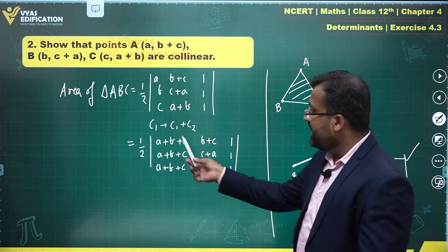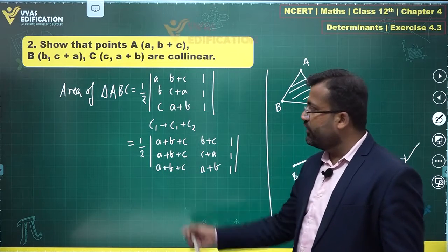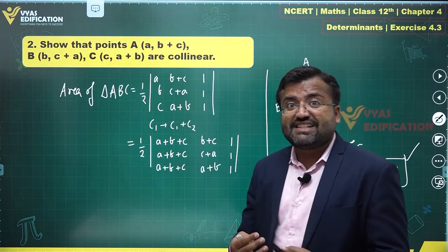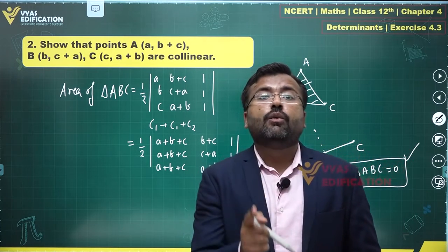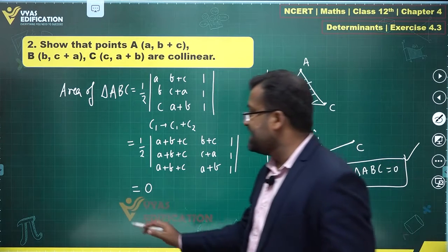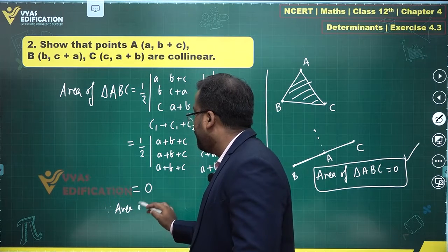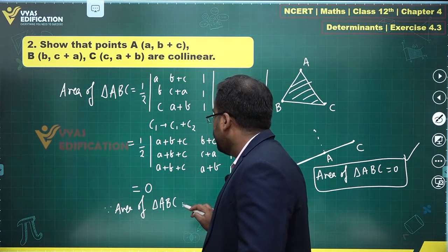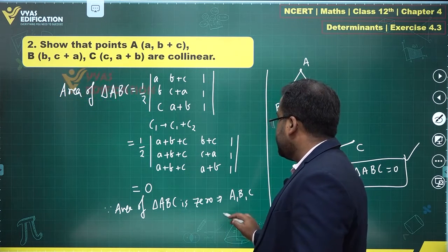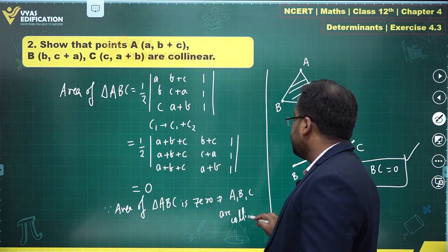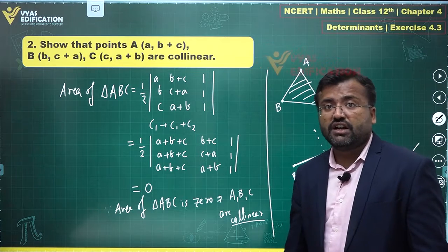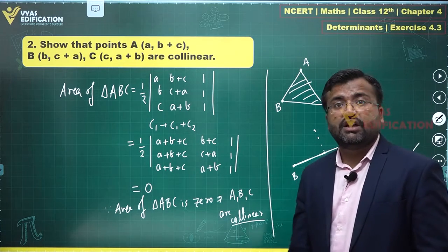But do you observe that if you take A plus B plus C common from this column, what you'll get is 1, 1, 1, and this is already 1, 1, 1. If both the columns are exactly the same, the value of the determinant will be 0. And since the area of triangle ABC is 0, that implies that the vertices ABC are collinear. That's the important observation, and that's the proof. We were supposed to show that these points are collinear, and this is a way in which you can show it.